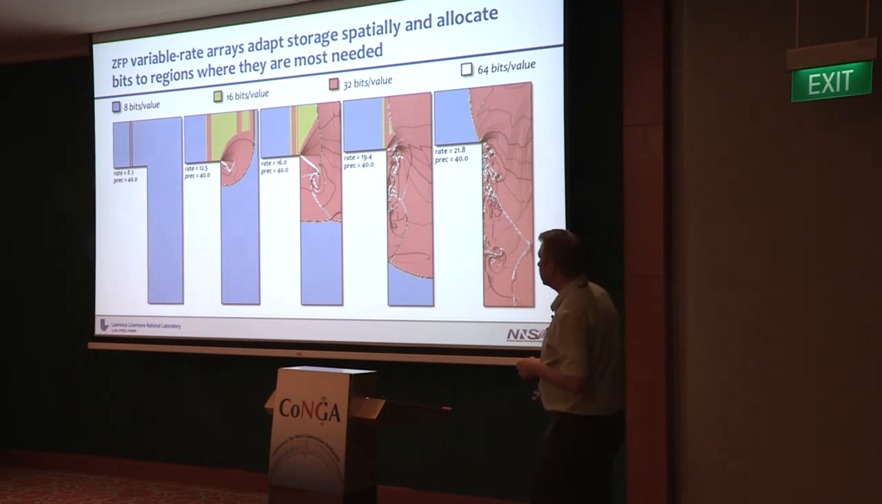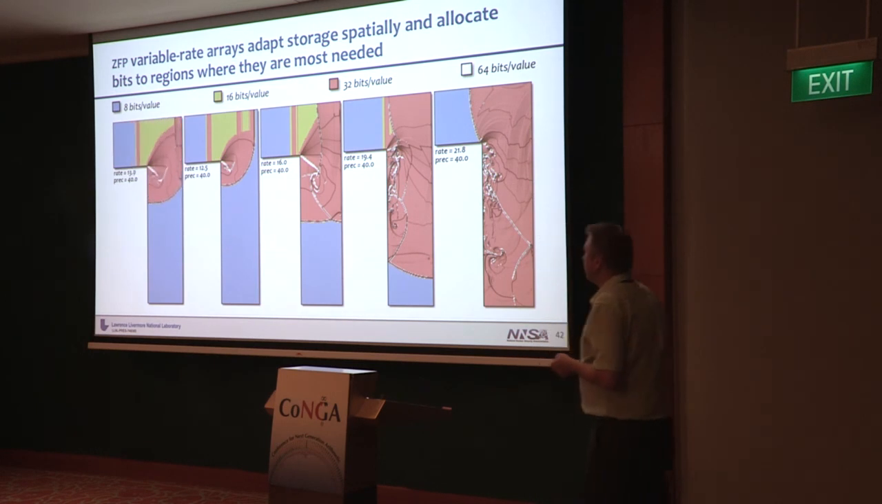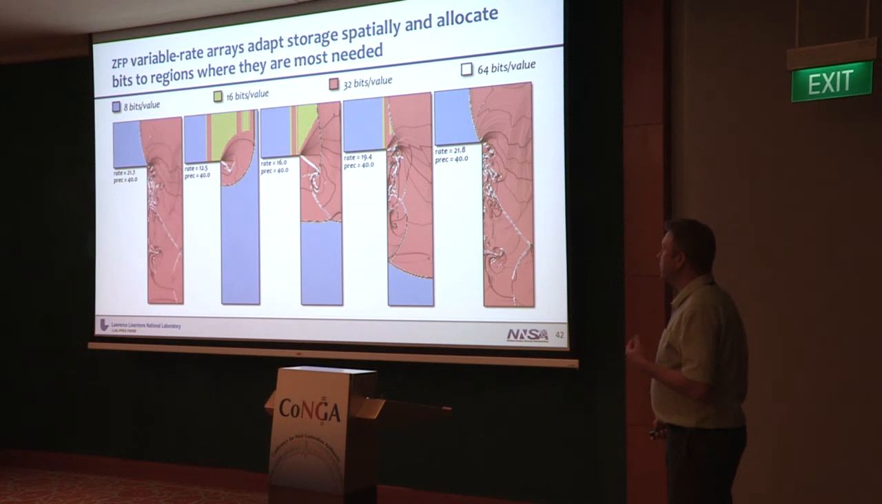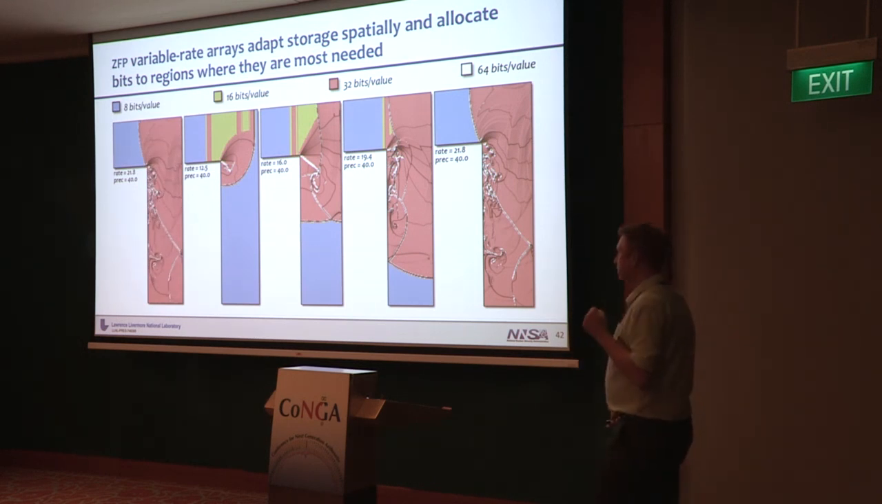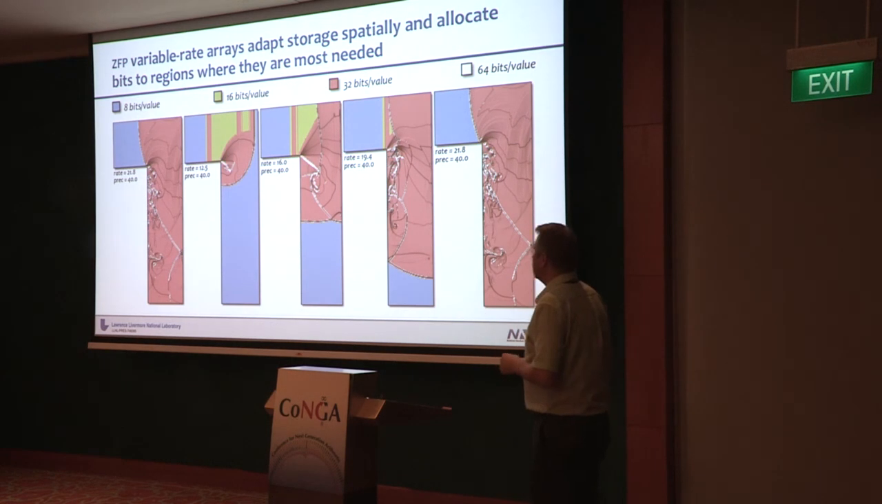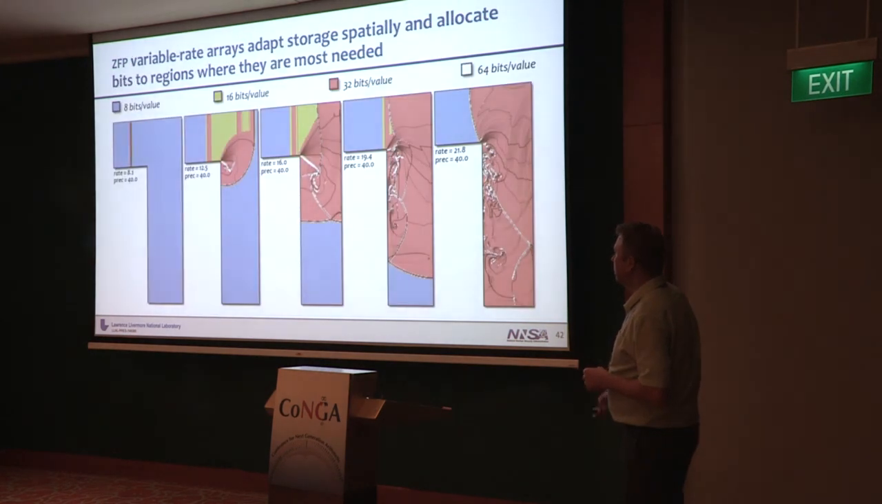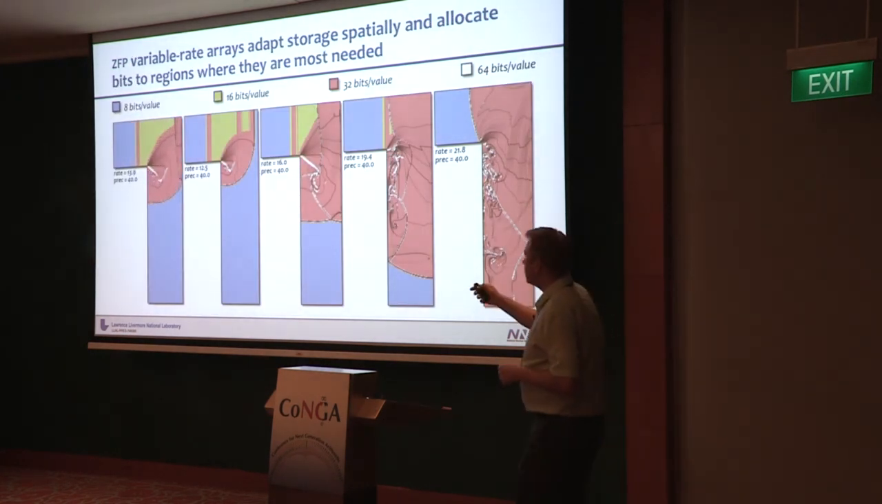So let's see if we can get this one to play. Cool. So the coloration here is actually the number of bits per value that we needed to satisfy 40 bits of precision of mantissa across the domain. I guess I've got to go back and play that one more time. You can see that right around the shock, there's this white band. That's where we need the most bits.